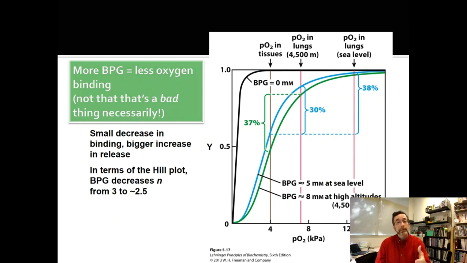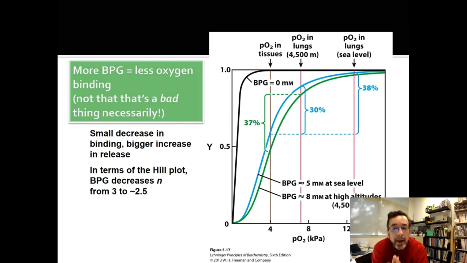By the way, that was all I was describing, what was happening on the blue line. When you've spent a couple days in Denver, your glycolysis pumps out some more BPG, and that changes your hemoglobin. So now you have less binding overall. You're like, something's wrong here. But you're on the green line now.